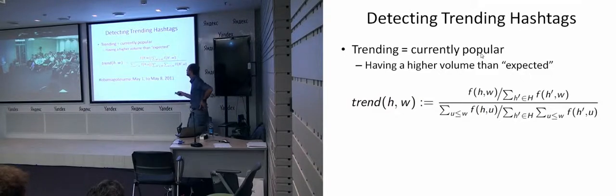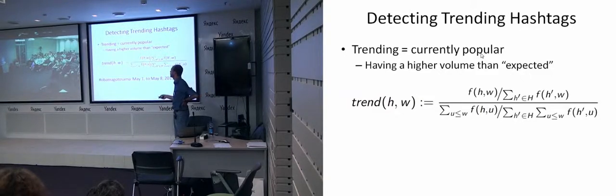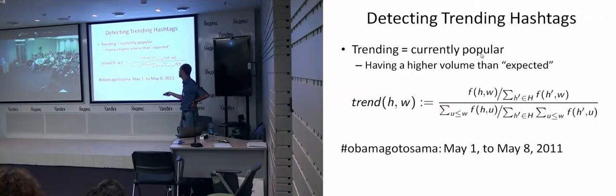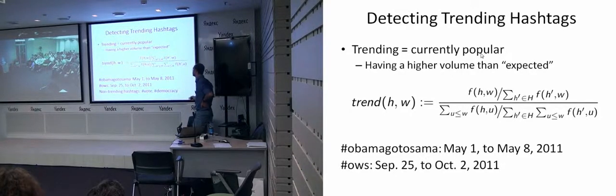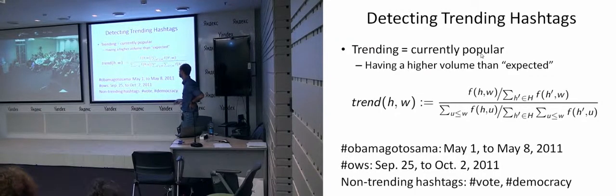So this basic formula detects things such as Obama got Osama, which was of course trending in the week when he actually got Osama, or well, not him personally. Occupy Wall Street is trending in September, etc. But things such as vote or democracy are never trending because they're just always there. I mean, vote might be trending probably closer to election day.